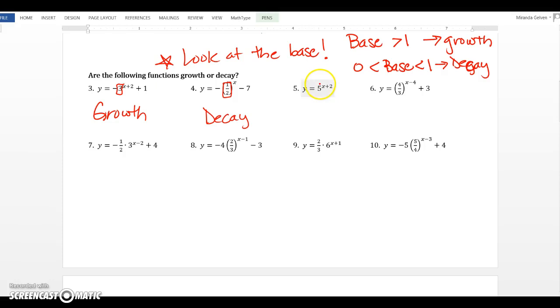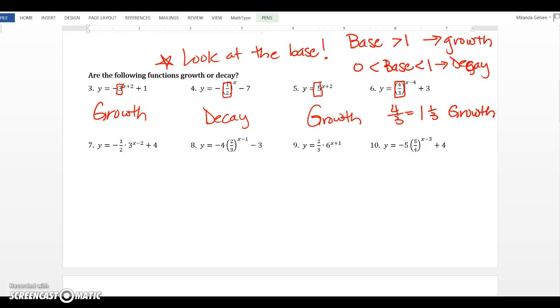Same thing with number 5. Look only at the base. 5 is greater than 1, so this would be growth. And then take a look at the base. And 4/3. Be really careful with 4/3. Okay, 4/3 equals 1 and 1/3, so this is growth.